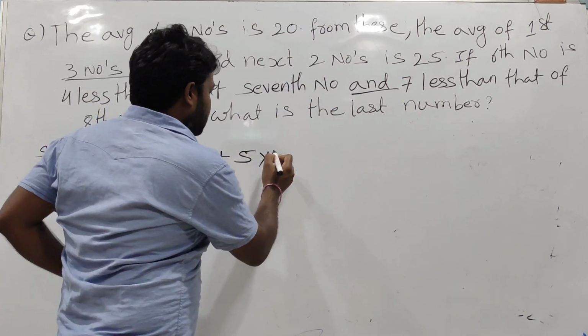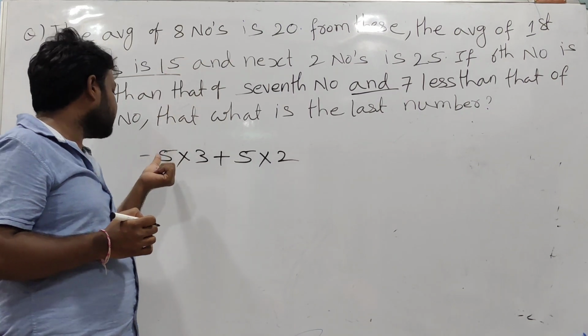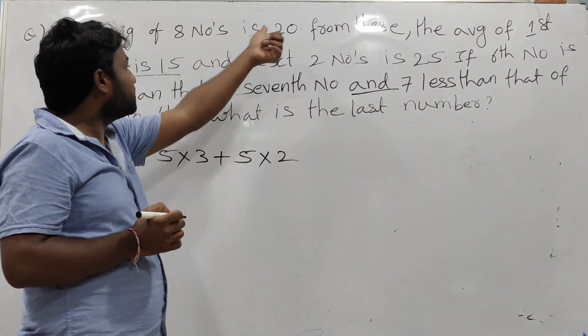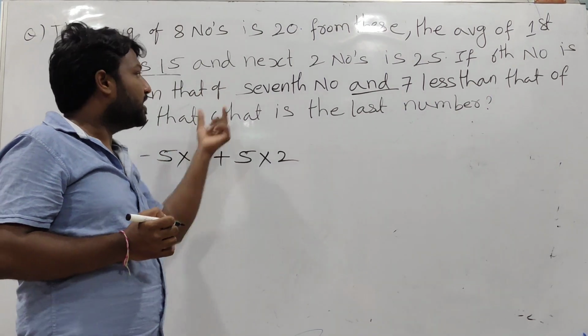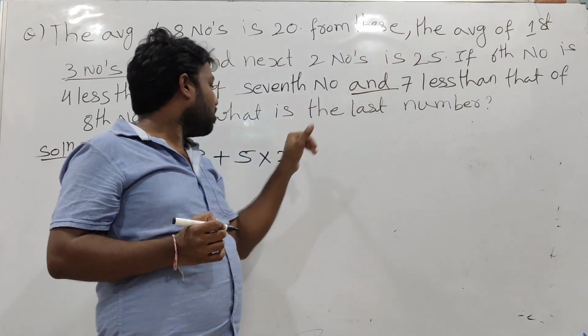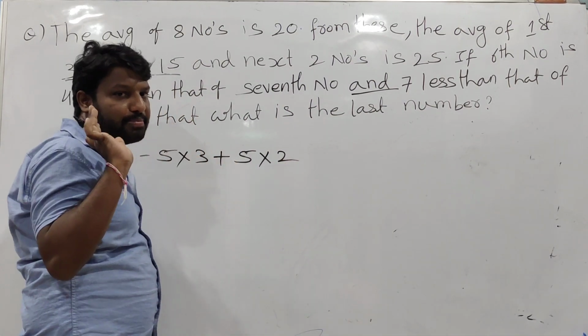For 2 numbers. First 3 numbers, its average is only 15. So it is less. That's why I am taking minus. How much is it less? 20 and 15, so less is 5. So 5 for how many numbers? Into 3. Here how much is it greater? 5, for how many numbers? Into 2. Total how many numbers completed? 3 plus 2, total 5 numbers completed.